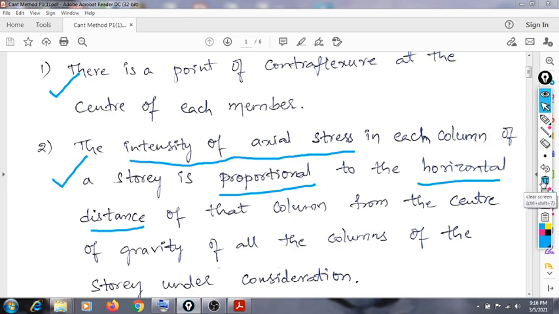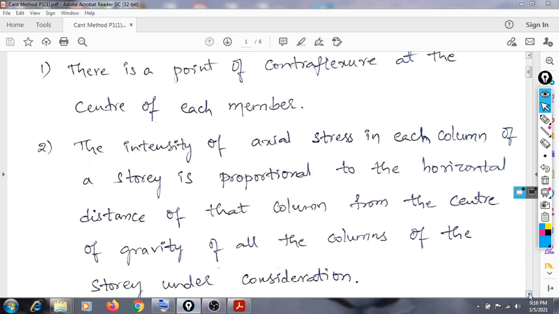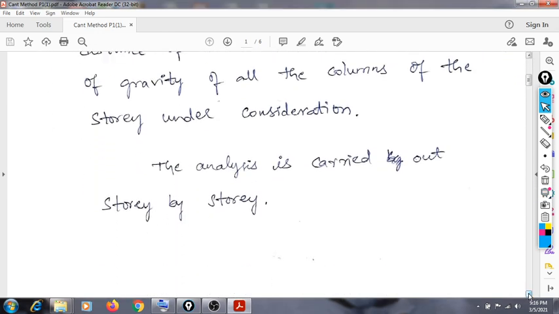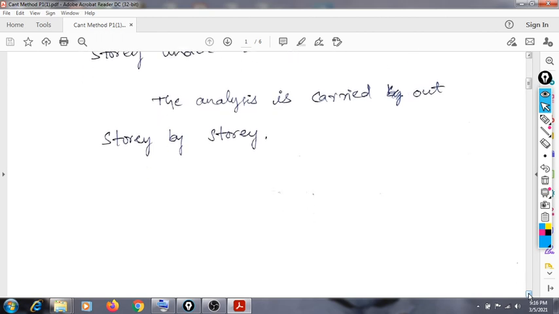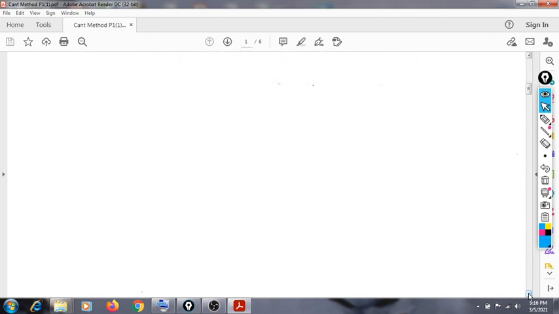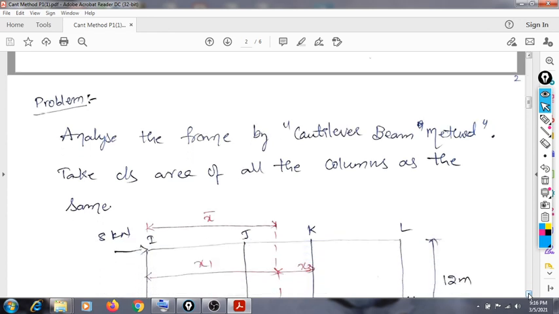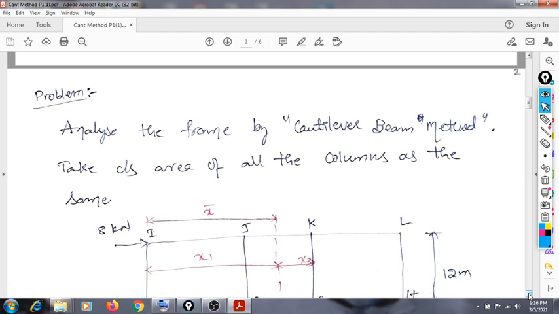So let's move to the problem. The important point is that the analysis is carried out story by story. Coming to the first problem in the cantilever method: analyze the frame by the cantilever beam method, or cantilever method. This is one of the approximate methods. Take the cross-section area of all the columns as the same.